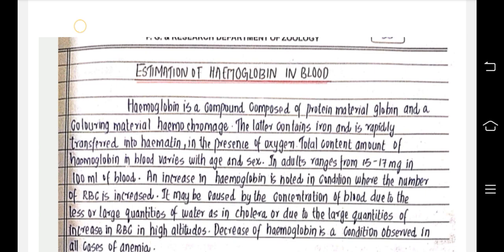The total amount of hemoglobin in blood varies with age and sex. In adults, it ranges from 15 to 17 g in 100 ml of blood. An increase in hemoglobin is noted in conditions where the number of RBC is increased. It may be caused by concentration of blood due to loss of large quantities of water, as in cholera, or due to an increase in RBC at high altitudes. Decrease of hemoglobin is a condition observed in all cases of anemia.